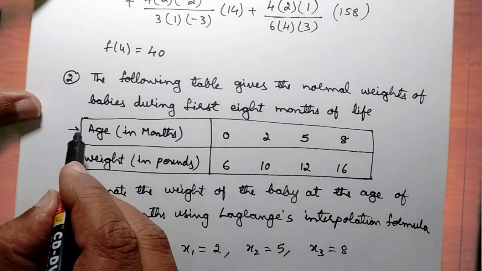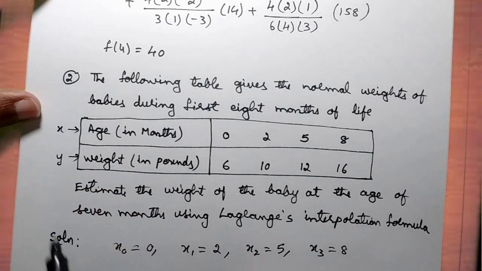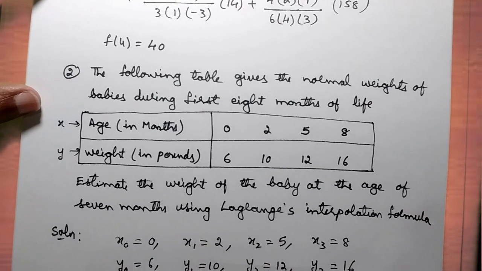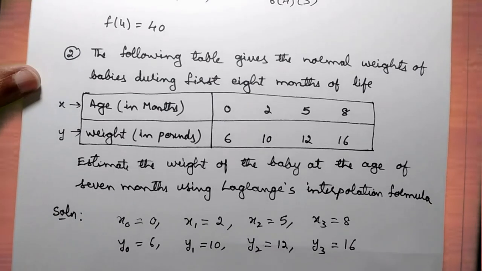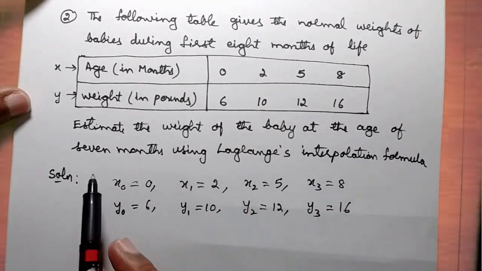So this age I am taking as the x value, and this value I will take as y over here. So what will be y naught? The first value is your y naught, that is 6. Next value is y1. Y1 is 10. Next value is y2. Y2 is 12. Next is y3. So y3 is how much? 16. So you know the values of x and y. So what he is asking is, estimate the weight of the baby at the age of 7 months.